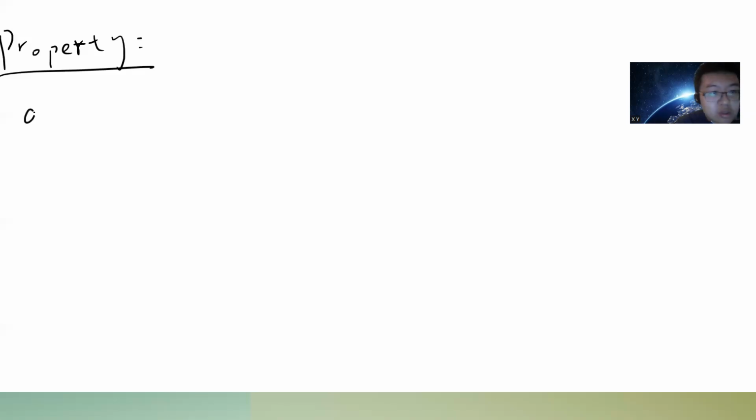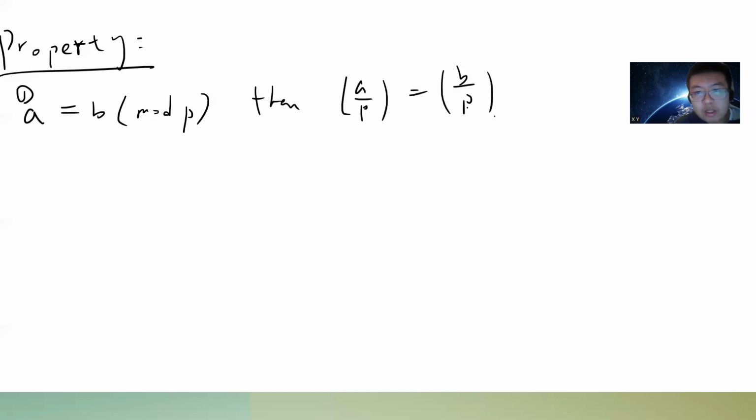So the first one is that if A and B are congruent mod P, then (A/P) is the same as (B/P). Okay, how do we prove this? Let's see. This is just by definition, right? Because x squared equals A mod P is the same as x squared equals B mod P.